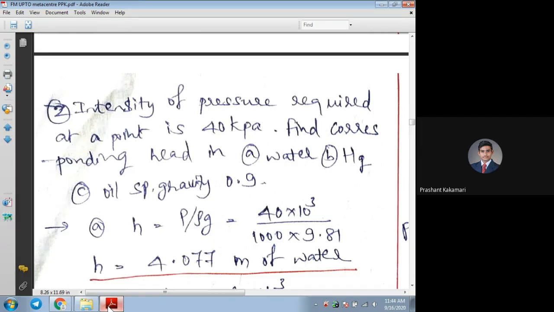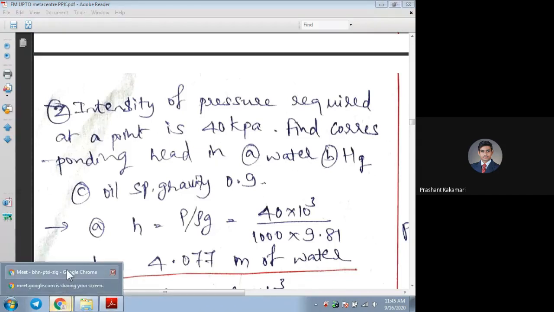One more is with mercury. So you find for mercury and for oil of specific gravity 0.9, how much head of mercury and how much head of oil should be filled such that it will produce 40 kilopascal, using the same equation, and tell the answers. So use the same equation and find the answers, or you can unmute and tell me the answers.